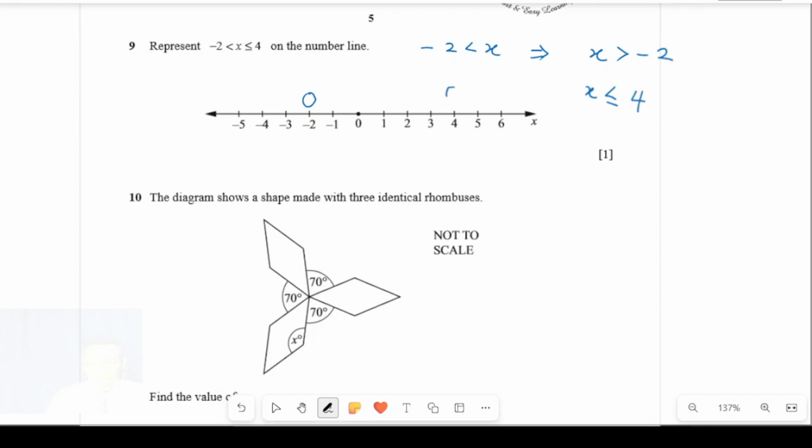So you go to 4. It's less than or equal to, so you shade it. Next, you can now connect the two with a straight line. All right, so this is the diagram. This shows you that negative 2 is less than x, and x is less than or equal to 4.